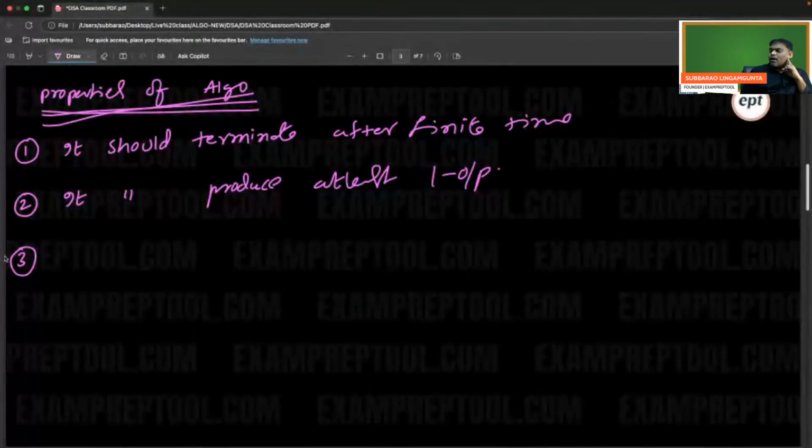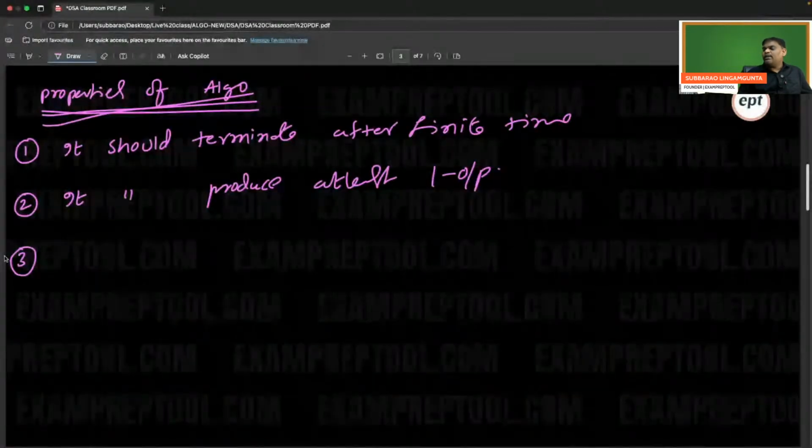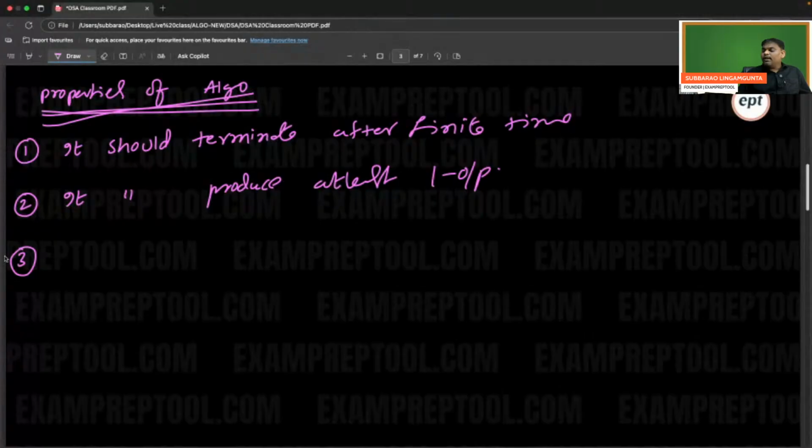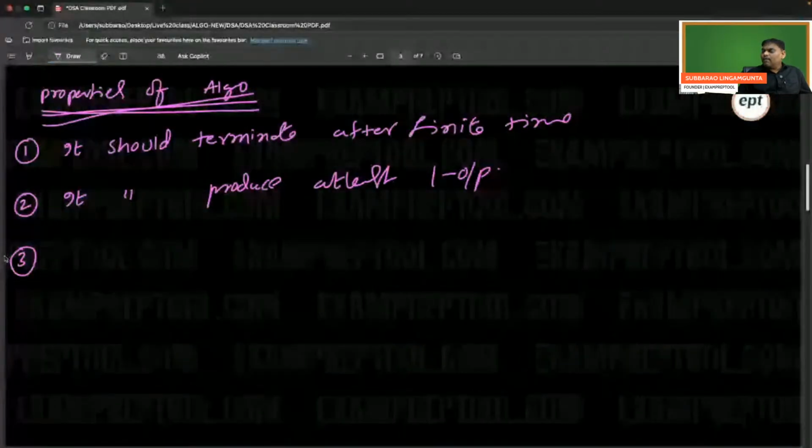So in terms of the output, there is a condition: at least one output is required. Input, you may take or you may not take. Nowhere have I seen that an algorithm should take input. There is no requirement; it may take, it may not. When you say it is an algorithm, at least one output is required, and it should terminate after finite time. Suppose you have written something that is not stopping at all, then what is the purpose of writing it?